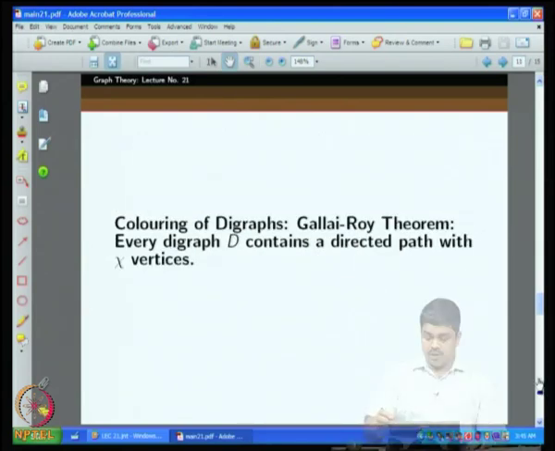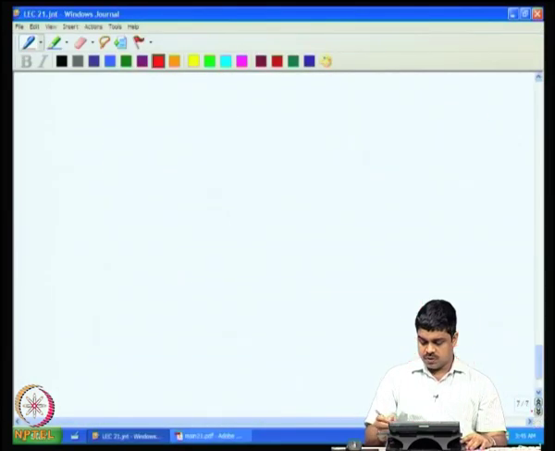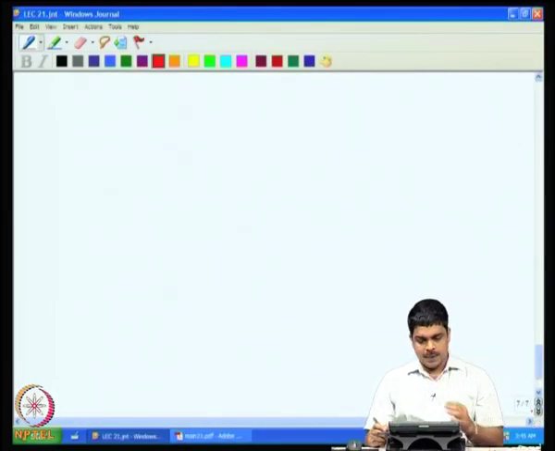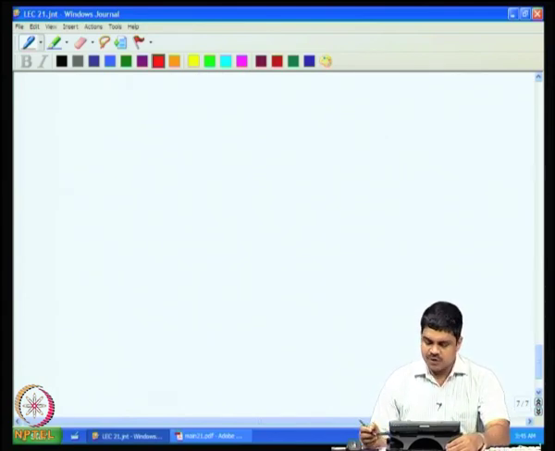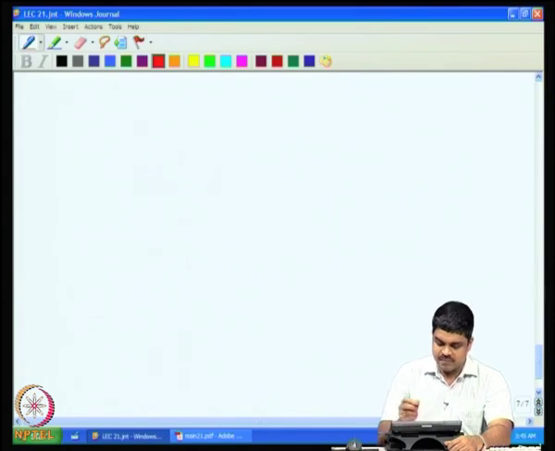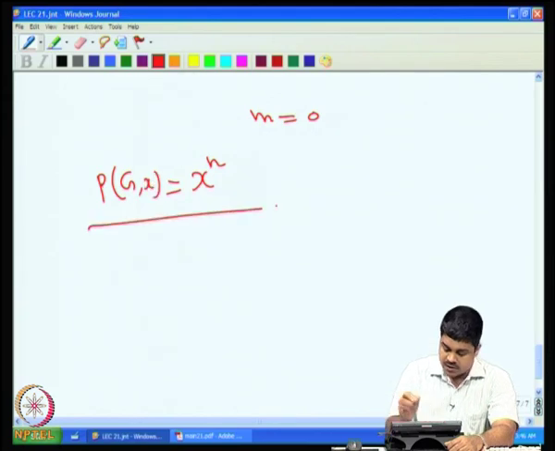So, how do we show this? The proof is simple enough. Essentially you start an induction on the number of edges. If there are no edges in the graph, that means m equal to 0, then as we saw, you can take the polynomial P(G, x) as x raised to n.